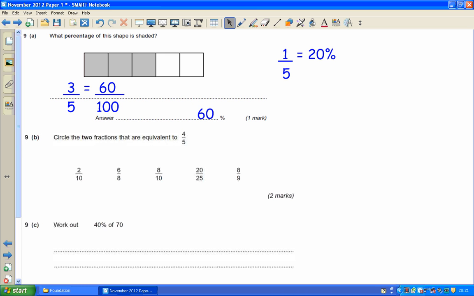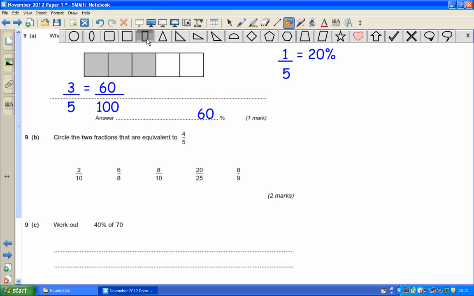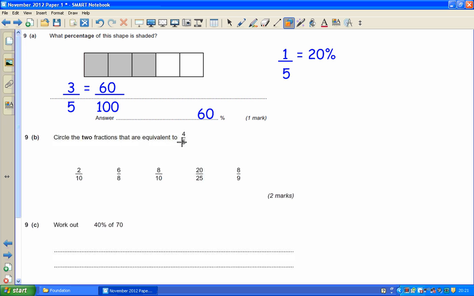Circle 2 fractions that are equivalent to 4/5. Okay, so 4/5. Well, first of all, we can't cancel it down because if we halve the 4, we can't halve the 5. So we're going to have to go the other way and make it bigger.